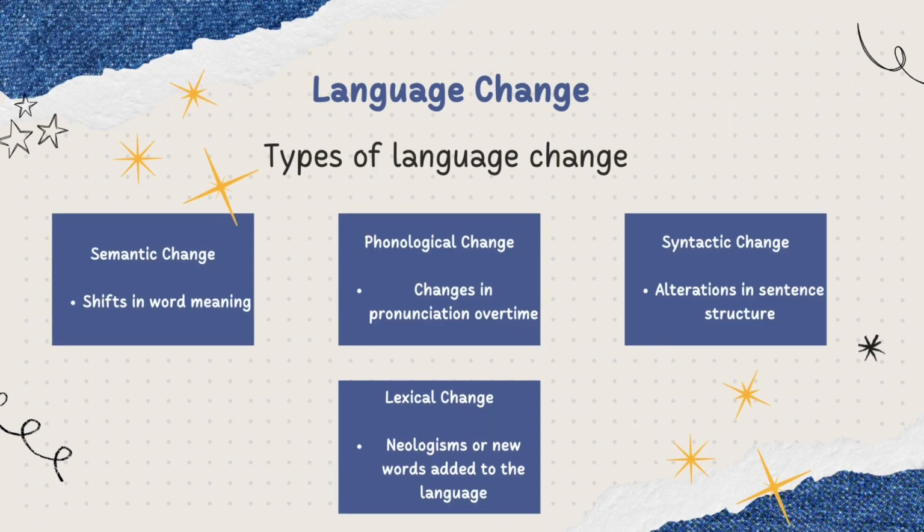There are four types of language change. The first one is semantic change, which means shifts in word meaning. The next one is phonological change, which is a change in pronunciation over time. Syntactic change refers to alterations in sentence structures, while lexical change is neologisms or new words added to the language.